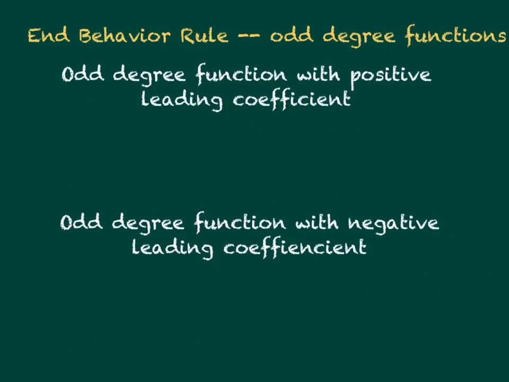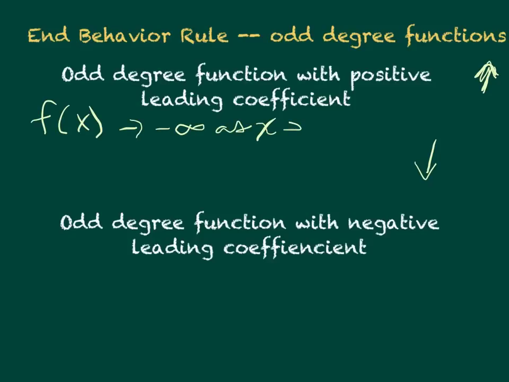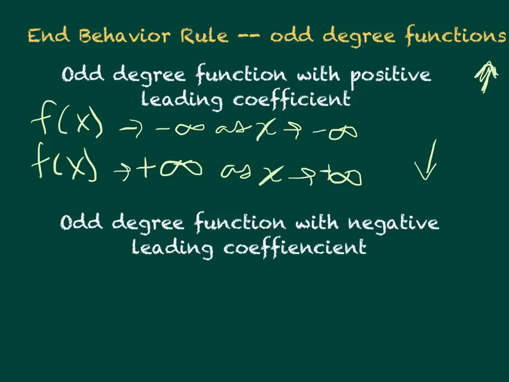And for the odd degree function, we have basically that the end behavior would be that the function tends towards negative infinity as x tends towards negative infinity. The function tends towards positive infinity as x tends towards positive infinity.